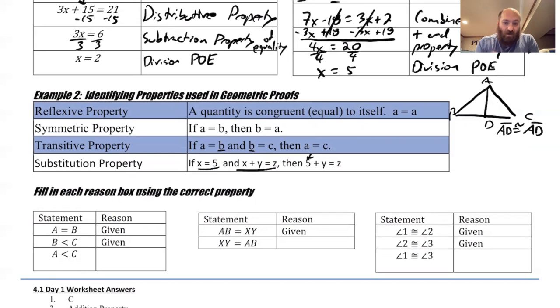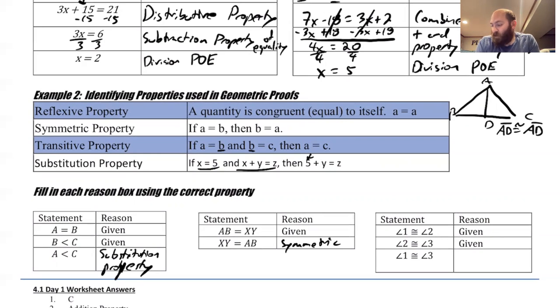So we look at these down here. These are just 3 examples. If A equals B and B is less than C, and then that means A is also less than C. What we're doing is we're doing substitution property here. Substitution. Okay. We're basically taking the A and swapping it out for the B. AB equals XY, XY equals AB. This is symmetric property. Okay. All we're doing is just switching the order on those things.